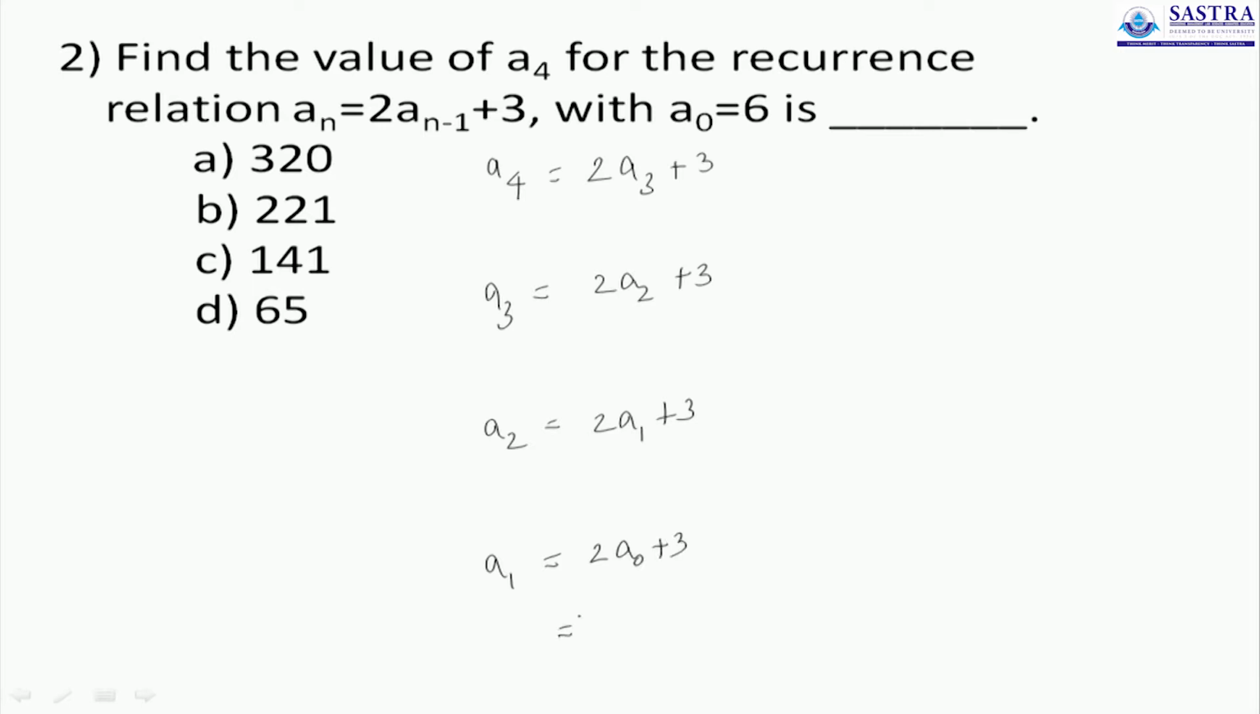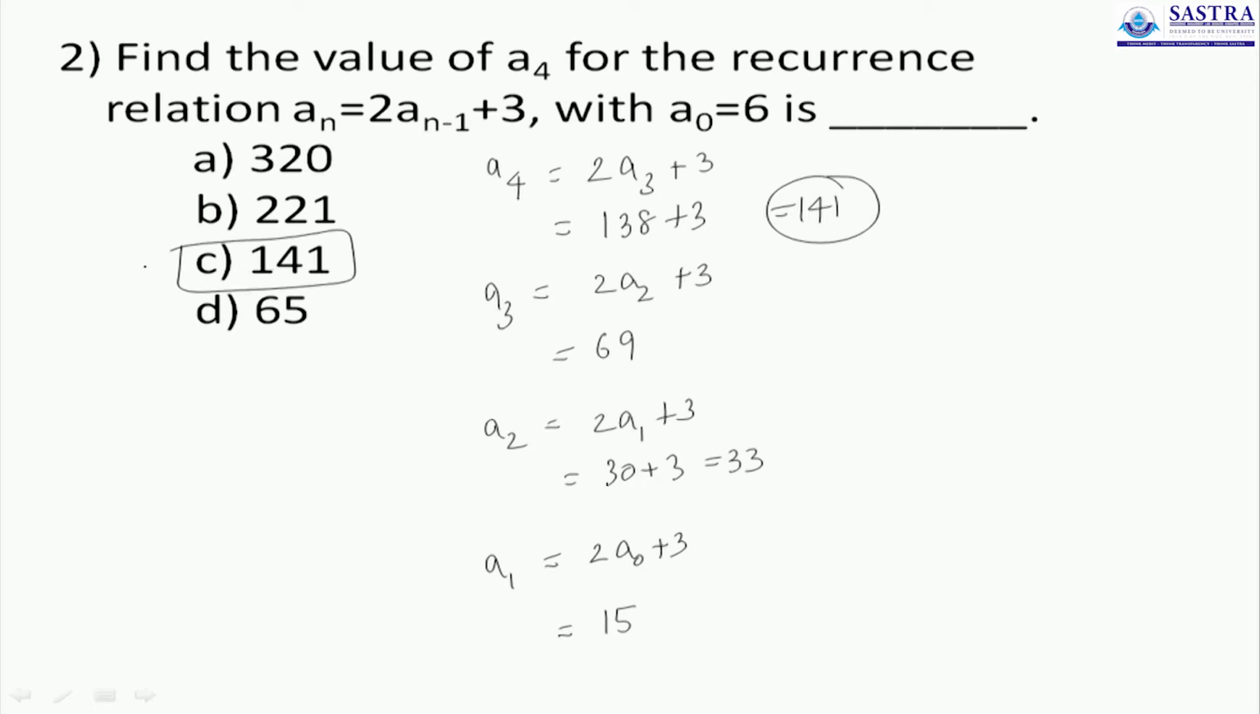You know this. a naught is 6, so 2 times 6 is 12, 12 plus 3 is 15. And 2 times 15 is 30, 30 plus 3 is 33. And a3 is 2 times 33, which is 66, plus 3, which is 69. And a4 is 2 times 69, which is 138, plus 3, which is 141. That matches with option C. That's how you understand a recurrence relation. You break it down till you reach the initial condition, and you build it up from there.